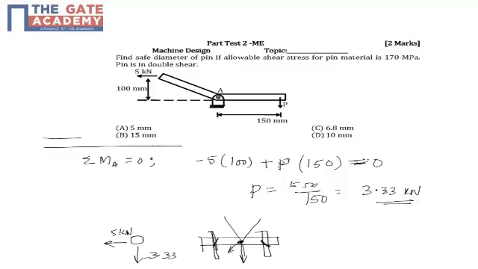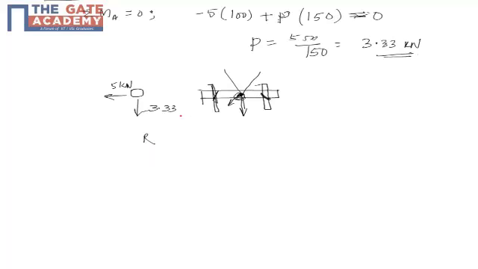The net load R is the resultant of these two because they are perpendicular. So the net load is 6.009 kilonewton, basically 6 kilonewton, and it is in double shear, so both cross sections will be resisting. If the area of cross section is A here and also A here, then R will be resisted by both.